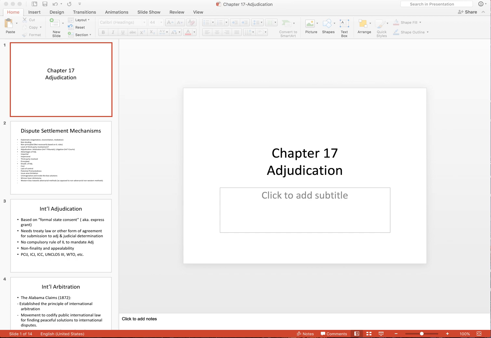Hello and welcome to chapter 17. In this chapter, we are going to discuss the notion of adjudication as a dispute settlement mechanism in international law.